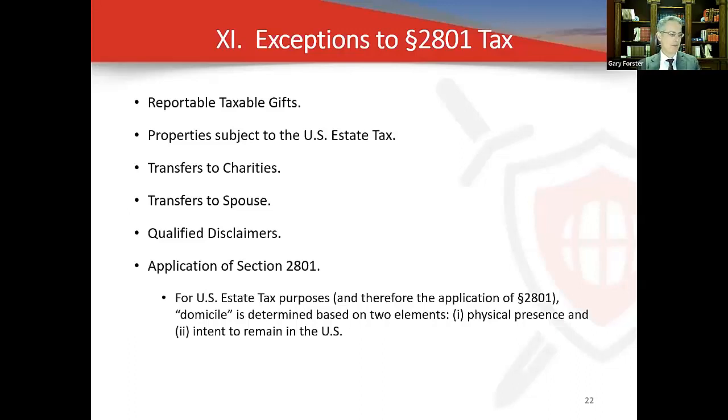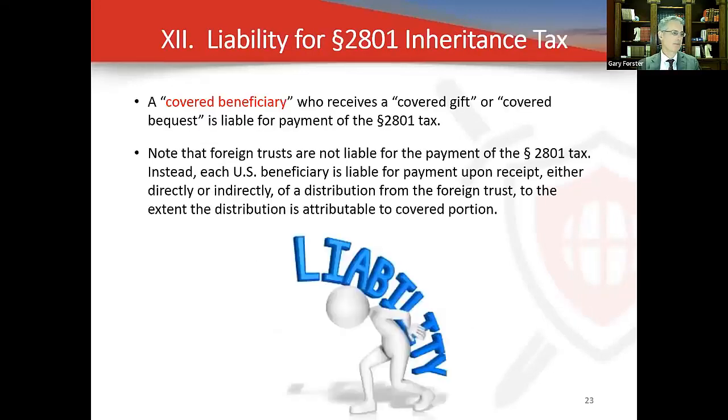And I had mentioned that on the slide here, it goes through the difference between domicile for estate, which applies to the inheritance tax, and domicile for income tax, totally different standard. This goes back to who's a covered beneficiary, and basically it's anyone who receives the gifts in the U.S. from an expatriate. And so it has a line on foreign trusts, no inheritance tax until the beneficiary in the U.S. receives the money or the asset.